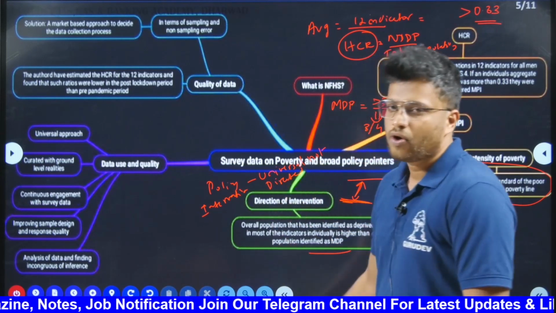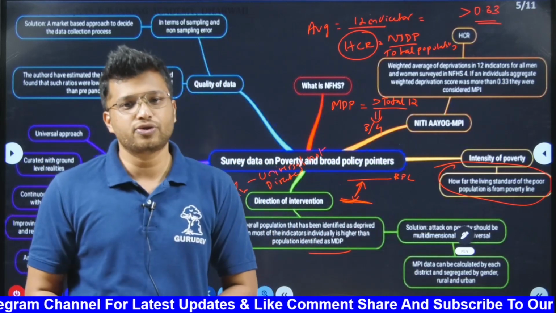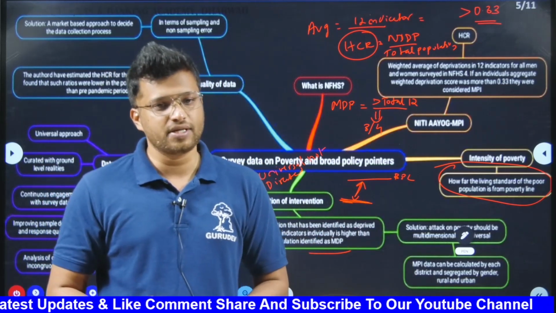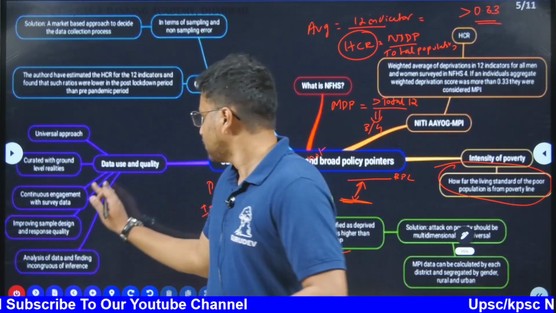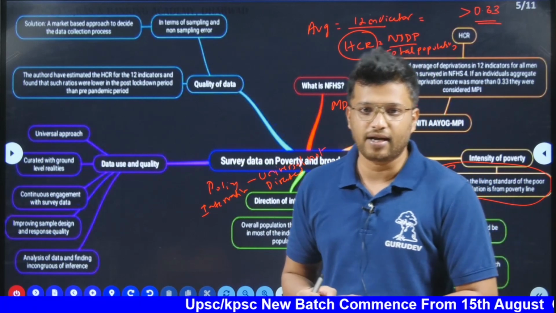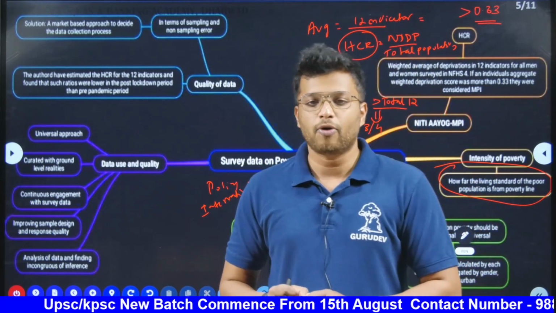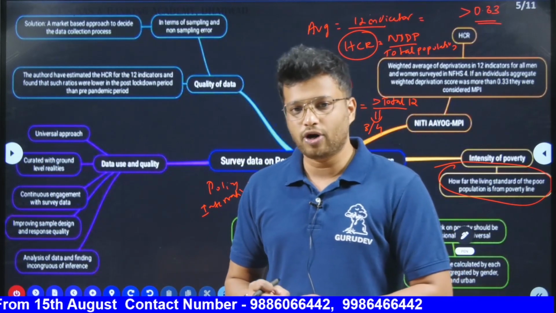He says that whatever policies you bring, they should be more universal, that is, they should include the majority of the population. He also talks about another aspect, that is data use and quality. As I have told, the NSSO data that is being collected is used for various policy interventions, and the data collection methods are too flawed, is what the author is saying.